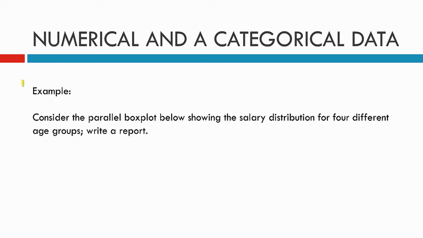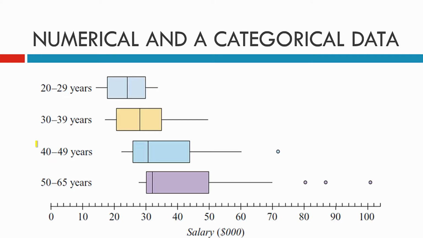Here's an example. Consider the parallel box plot below showing the salary distribution for 4 different age groups, and then we need to write a report. So here we've got ages between 20 and 29, and we have the box plot for that. 30 to 39 years, 40 to 49, and 50 to 65 years old. Now you can see that the box plots are changing.